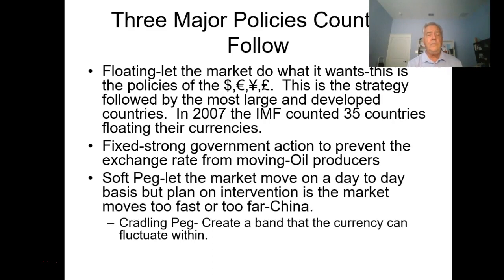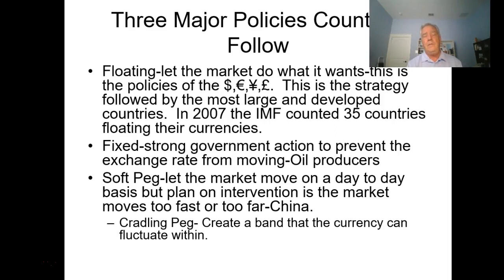The other is called a soft peg. And a subset of that is the system that China uses, which is a crawling peg. A soft peg means that the country's treasury, in this case, the People's Bank of China, is going to intervene in the marketplace to make sure that their currency stays low so that the goods and services they sell to us and the other countries around the world remain relatively cheap.